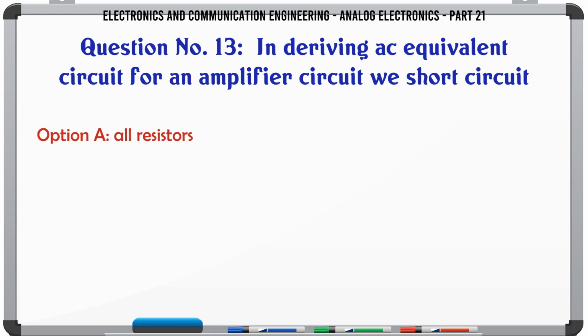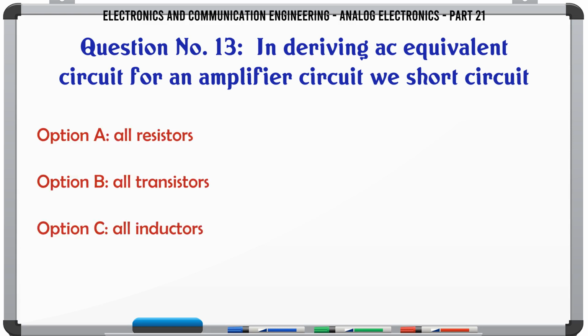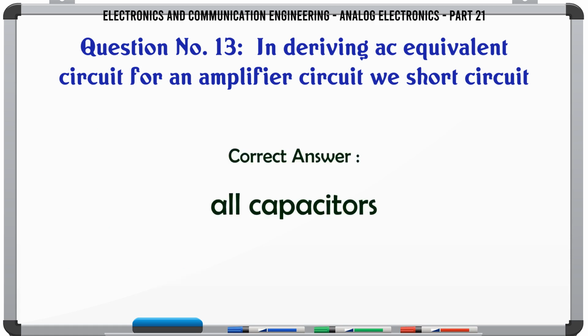In deriving AC equivalent circuit for an amplifier circuit, we short circuit A. All resistors. B. All transistors. C. All inductors. D. All capacitors. The correct answer is all capacitors.